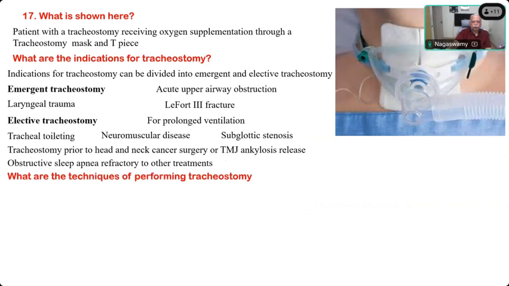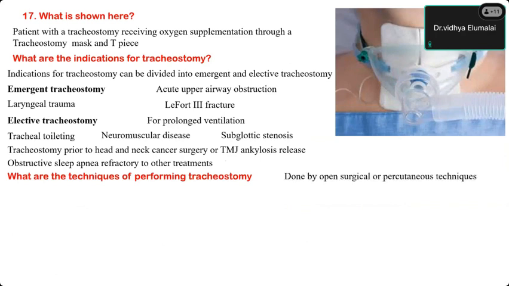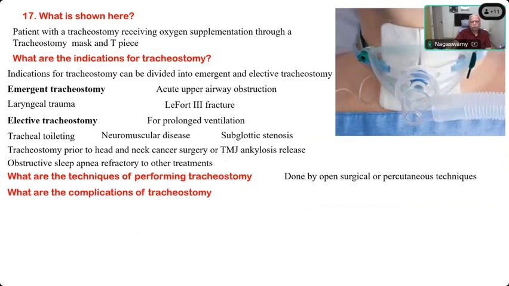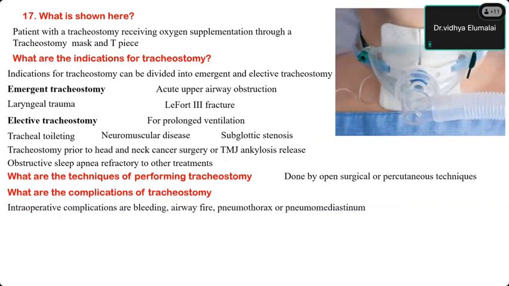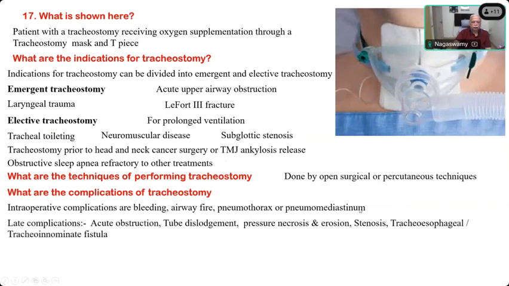What are the techniques of performing tracheostomy? So surgical tracheostomy and percutaneous dilational tracheostomy, done by open surgical or percutaneous technique. What are the complications of tracheostomy? Early and late complications. So bleeding, intraoperative, that can happen during the surgery, or bleeding, airway fire, pneumothorax or pneumomediastinum. Late complications are acute obstruction, tube dislodgement, pressure necrosis and erosion, stenosis, tracheoesophageal or tracheoinnominate fistula.